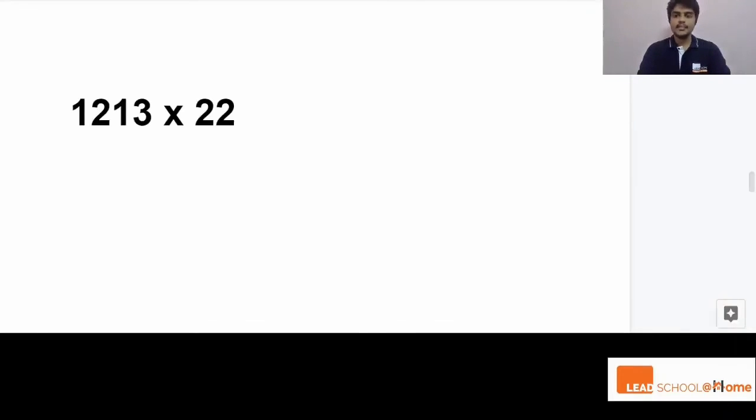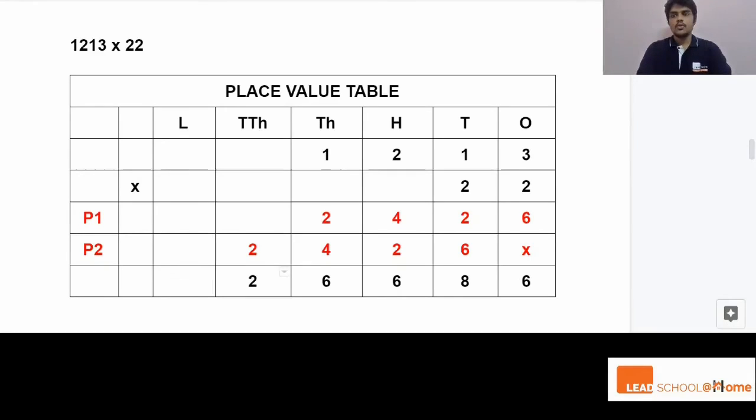Alright students, our time is up. I hope all of you have completed this question. Let us now check our answer to this question. So when we do 1213 into 22, the first step is we multiply the ones place of the second number, that is 22's ones place, that is 2, with the first number, that is 2 into 1213, that is 2426, that is our product 1.